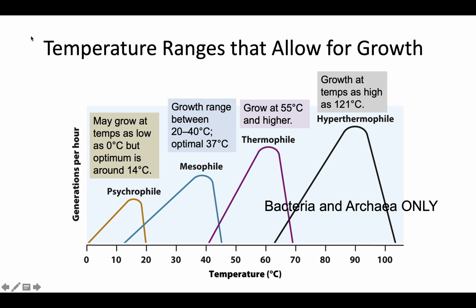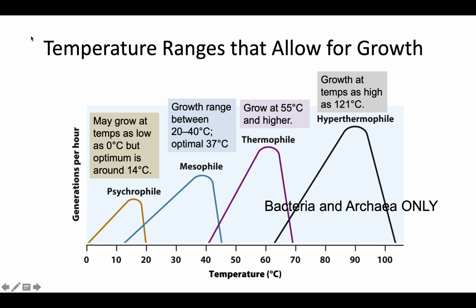Your mesophile, meso meaning middle, they love to grow between the range of 20 to 40 degrees Celsius. The optimal is 37. So this is, by the way, where many pathogens grow within this range, because of our body temp being 37, they will grow best at 37.